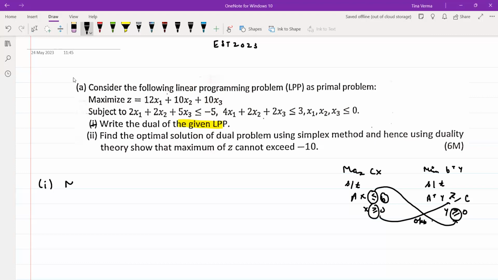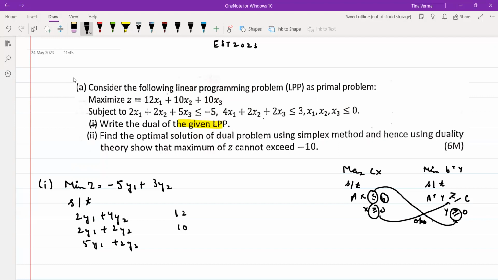so if you have to write the dual of the LPP, it will be minimize Z equals minus 5y1 plus 3y2, subject to the constraints 2y1 plus 4y2, 2y1 plus 2y2, 5y1 plus 2y2, with right-hand sides 12, 10, 10, and you have to write the sign for your y1, y2 and y3.